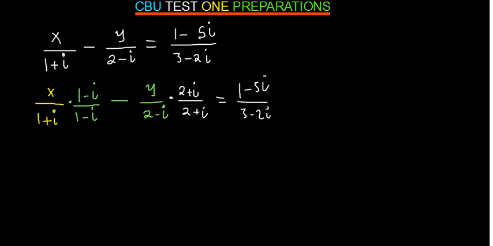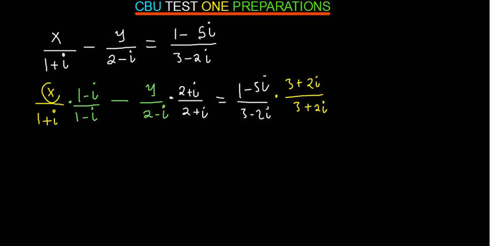Also this one, rationalize it. So multiply on top and down by the conjugate. So just change the sign of the imaginary number. That will be 3 plus 2i divided by 3 plus 2i.